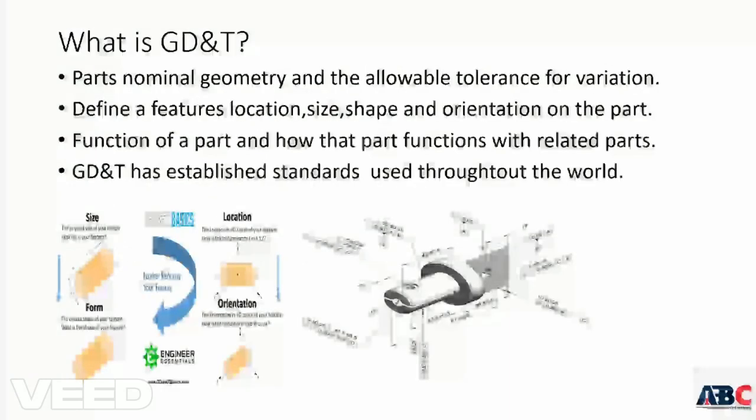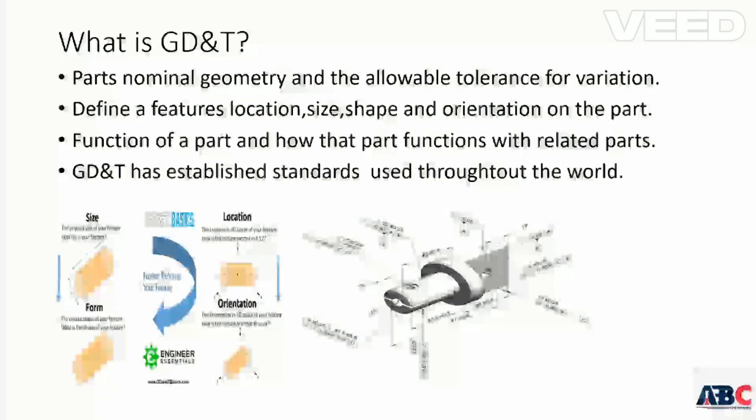Further, what is GD&T? Geometric dimensioning and tolerancing is a language of symbols, as we discussed earlier, used to describe the parts, nominal geometry and the allowable tolerance for variation. It defines your component's geometry and it gives a tolerance also, how much it can vary, because without any tolerance you can't manufacture any component. So we need a tolerance so that it can be defined properly using GD&T.